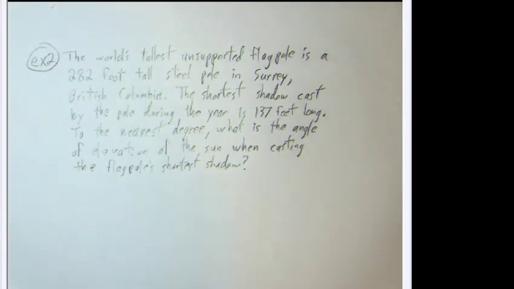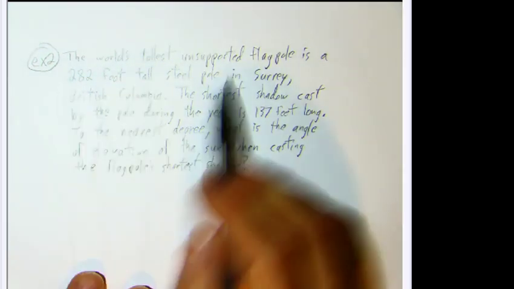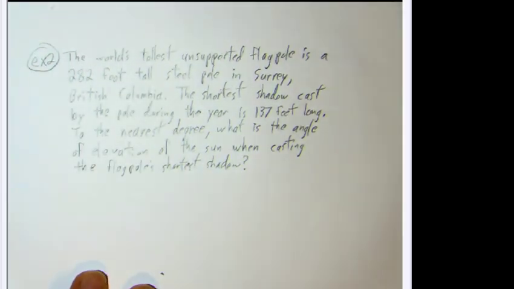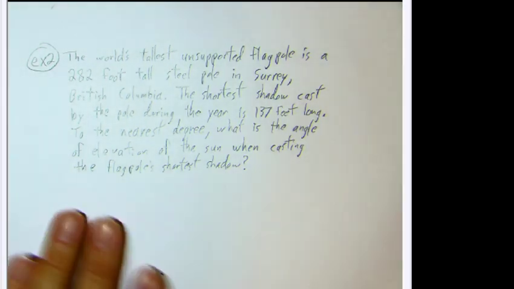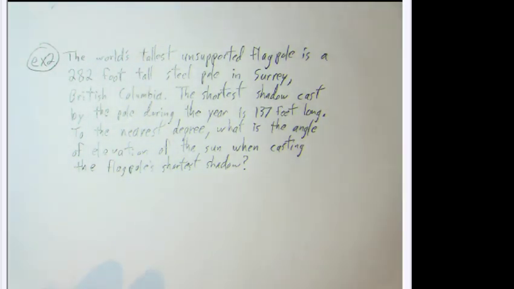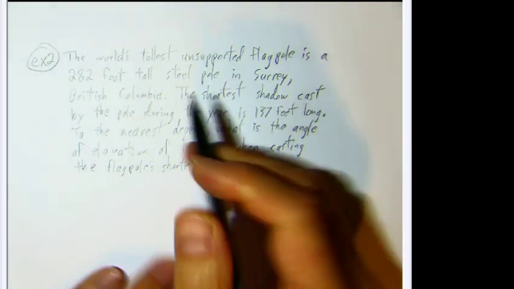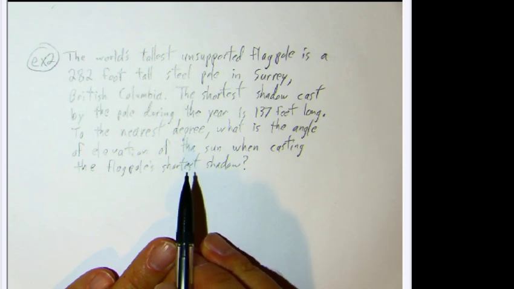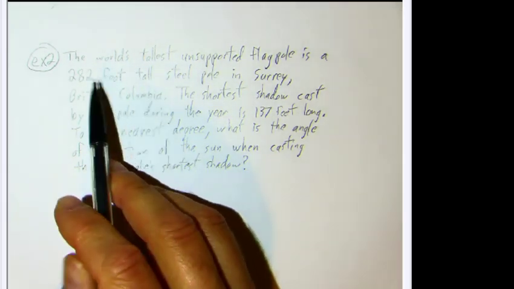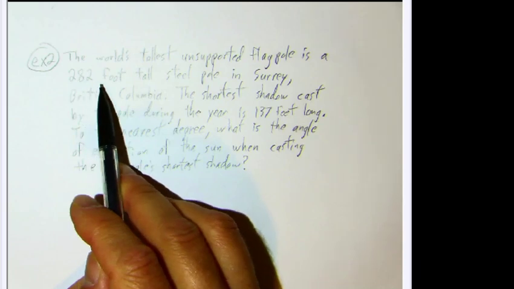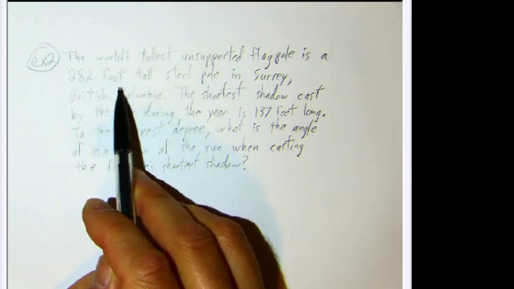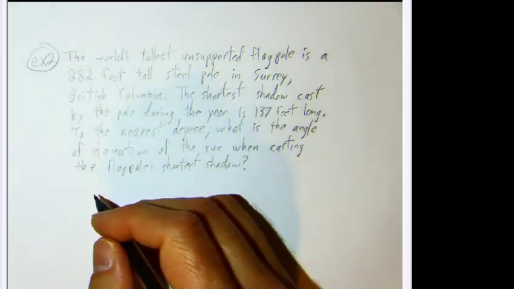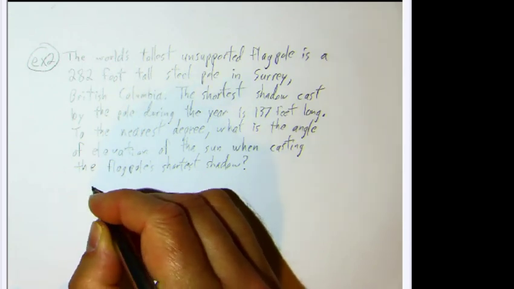All right, so our last example here is a word problem, which is extremely common with angles of elevation and depression, extremely common in geometry overall, and in trigonometry, all over the place. And this is a pretty common one where the ground is one of your sides of the triangle. So let's take a look. An unsupported flagpole is 282 feet tall. Okay, so then let's start a drawing.